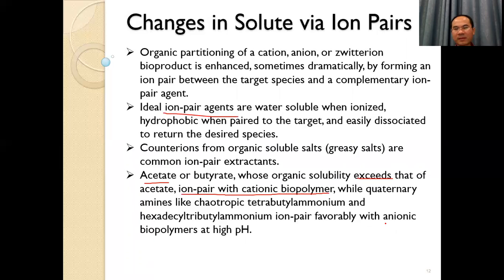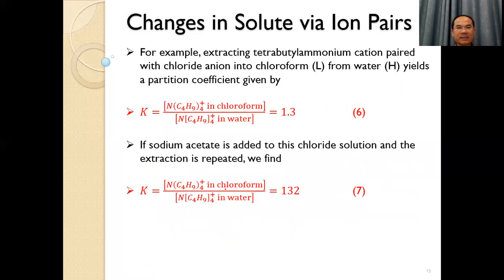For this case, it pairs with an ionic biopolymer through the ion pair agent. For this, we can add some of these to our solution after we add some solvent. For example, we will extract butylammonium cation paired with chloride anion into chloroform from water. For this case, we have chloroform as the organic solvent, and we have water as the heavy phase.